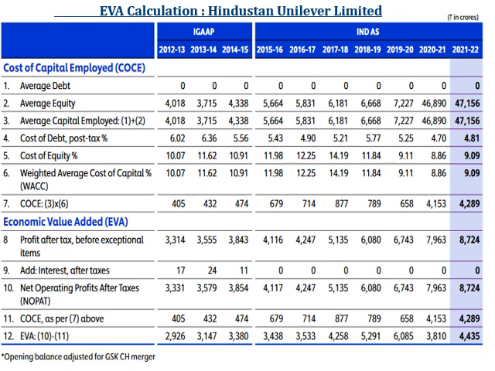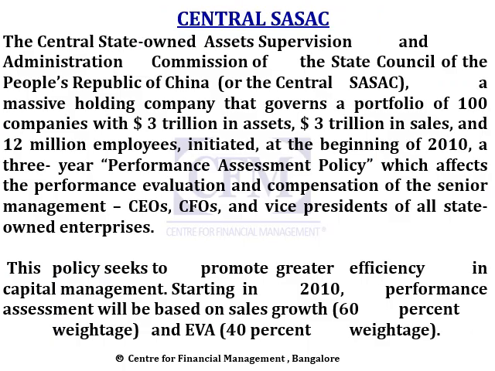Cost of debt post-tax is 4.81%. Cost of equity is 9.09%. Weighted average cost of capital is 9.09%. So cost of capital employed is 4,289. Profit after tax before exceptional items is 8,724. Net operating profits after taxes, NOPAT, is 8,724. Cost of capital employed is 4,289. So EVA is 4,435.